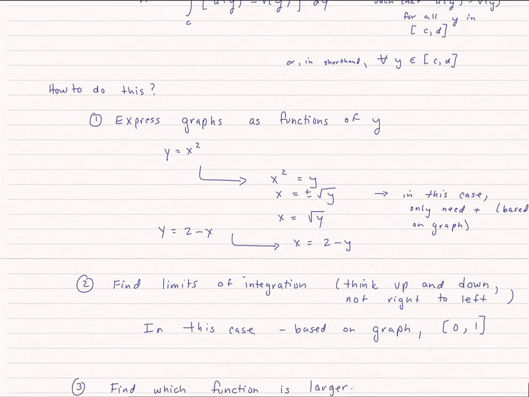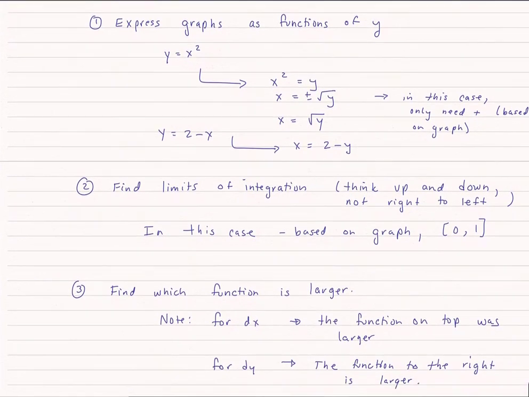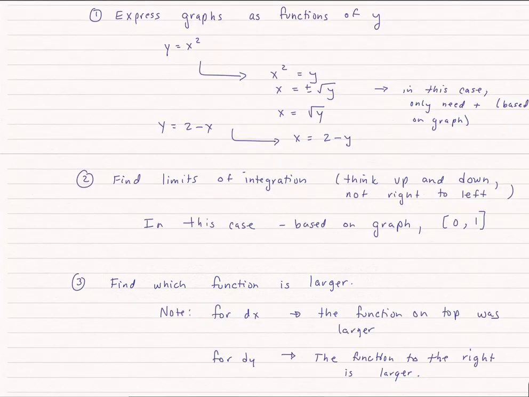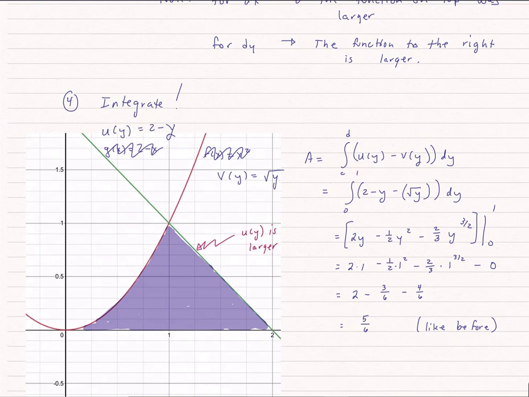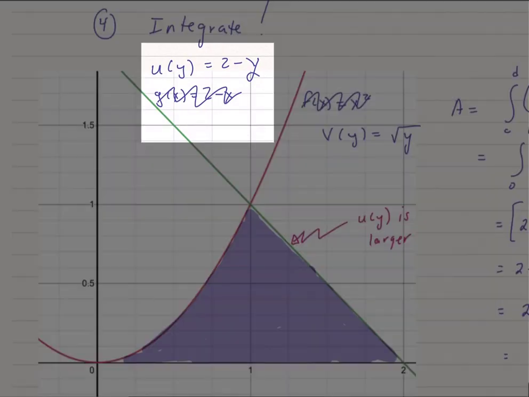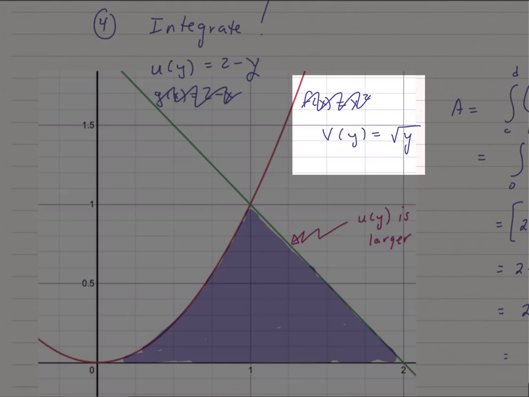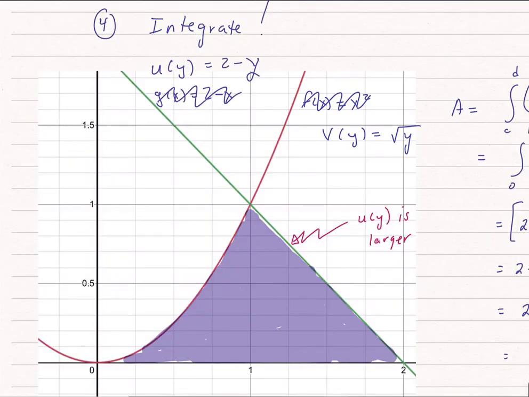Just like we did before, we have to figure out which function is larger because we want to make sure that that is what we call u of y. So when we are integrating with respect to x, the larger function was on top. When we're talking about dy, the larger function is more to the right than the other function. And now integrate. Notice I've changed g of x from 2 minus x to u of y equals 2 minus y. And instead of f of x being x squared, we're calling it v of y equals square root of y. And notice when we're thinking about things from left to right, this function, the green line, the u of y, is what's always to the right of the red line, so that means it is larger.